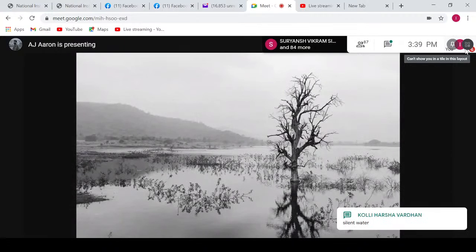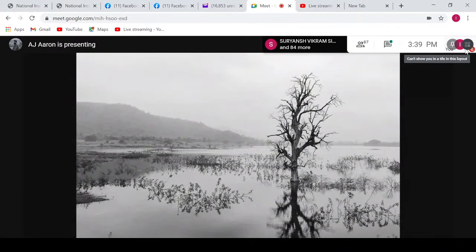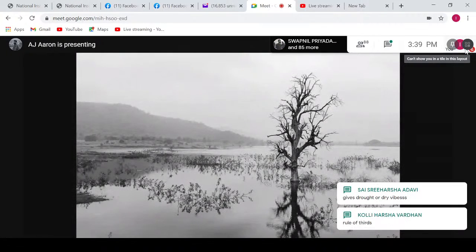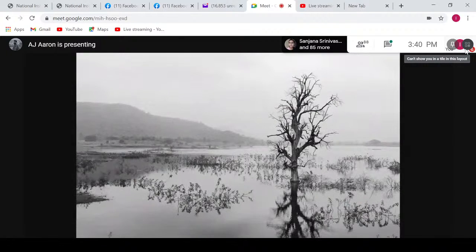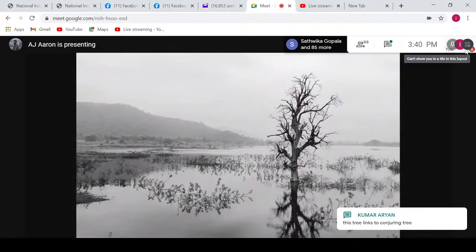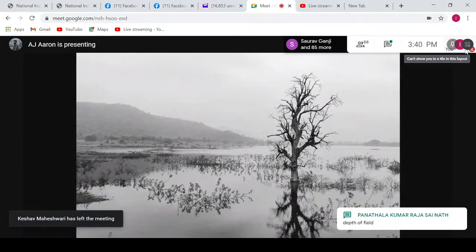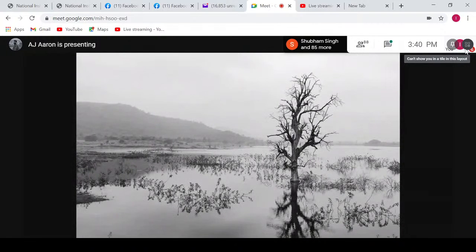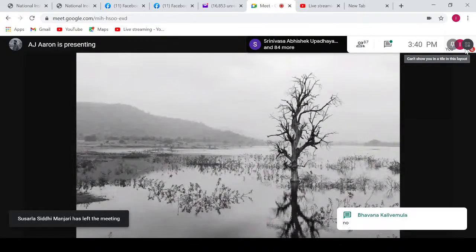And what composition? What's the composition rule that the photographer has used here? Rule of thirds, yeah. Someone says subject not in center. Okay, what if the same image, what if the tree was in the center? Do you think it would have been more interesting, or do you think this is more interesting? How is it right now?